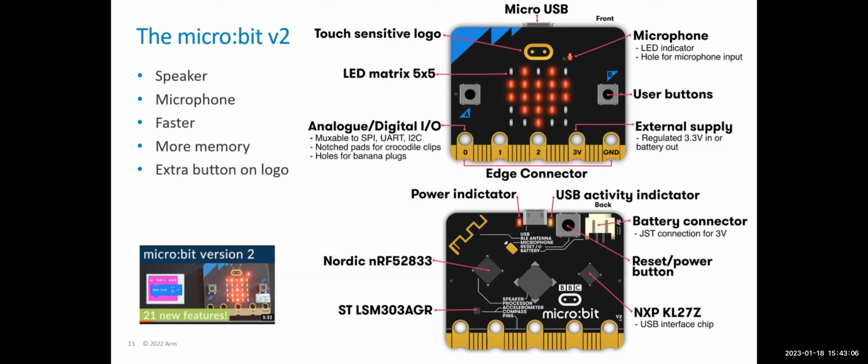And just to draw your attention to the new features of the version 2, which is the latest one from the Microbit Foundation, the new Microbits have got a speaker on board, which previously they didn't. It's also got a microphone, so you can do more sound-based play. It's just generally faster. It's got a more powerful processor. It's got more memory available to it, and it also has an additional button. And you can see all the new features of that on the Armscore Program YouTube channel.